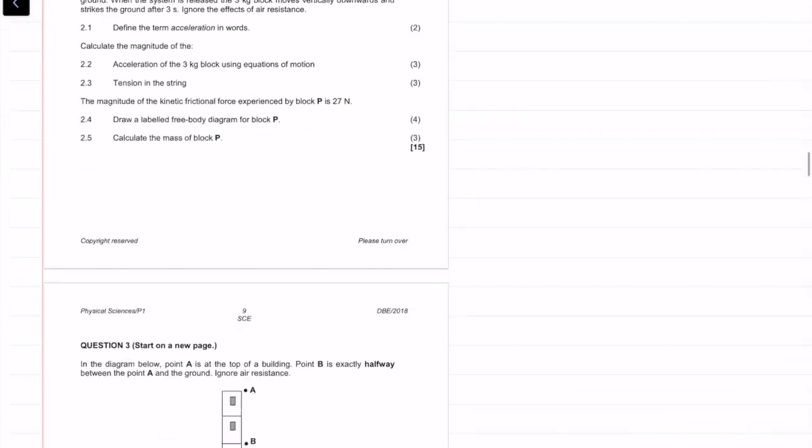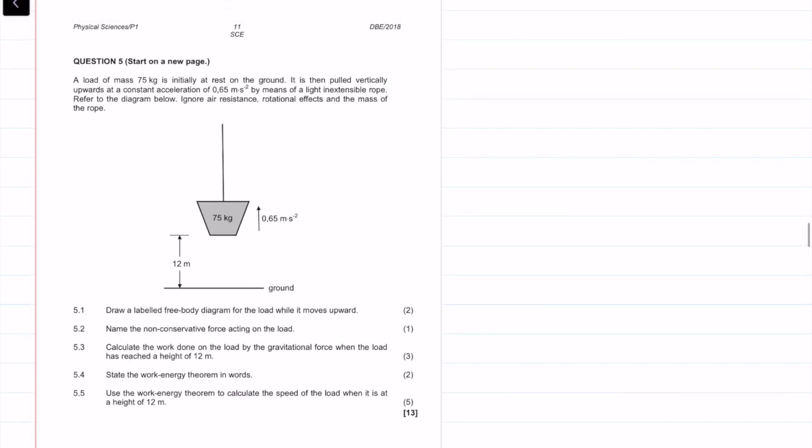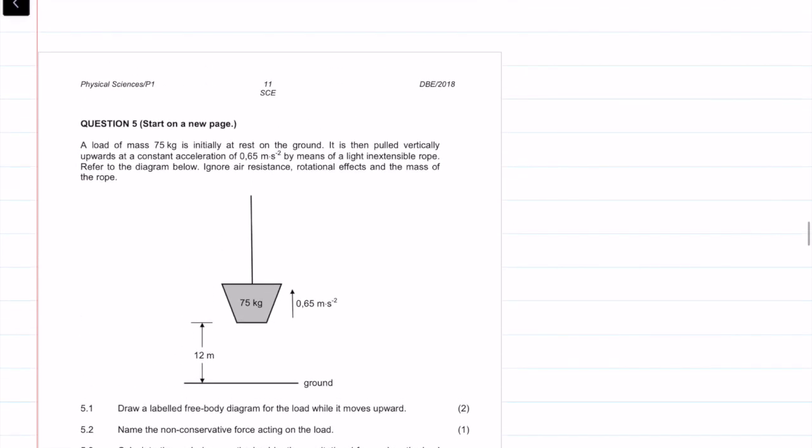So we're going over question 5. It's a relatively short question. It's basically about work and energy, maybe a bit of Newton's laws. But let's get into the question.